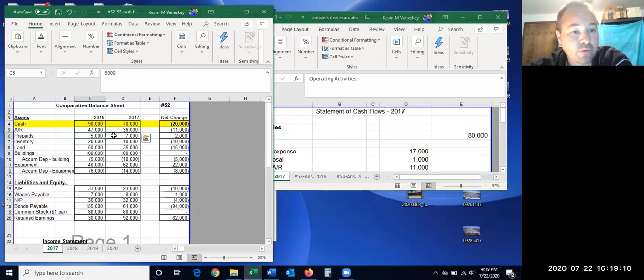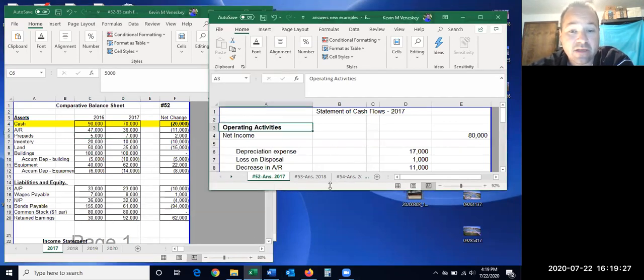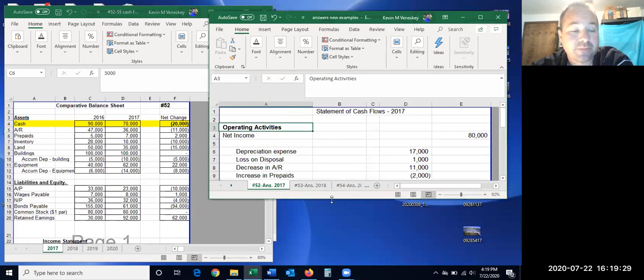So, okay, let's look at prepaid. Our prepaids went up, just the opposite. Well, if prepaids went up, that means I had to pay for something in advance. It's not showing up as an expense because it's not an expense yet. So I need to show that I spent money. So when my prepaids go up, I paid 2,000. So my cash went down and it's not showing up on the income statement.